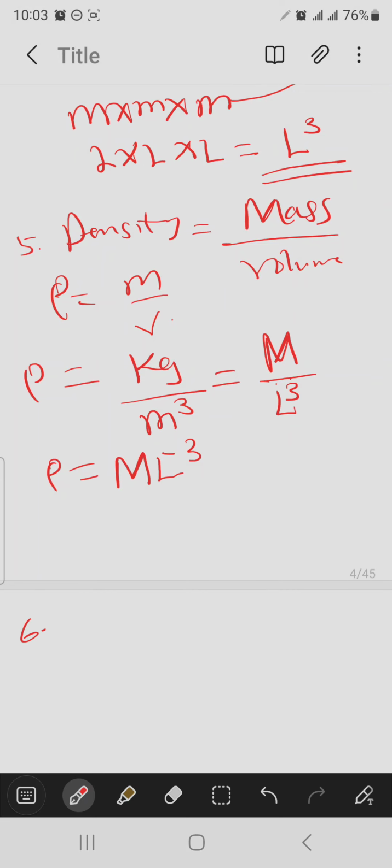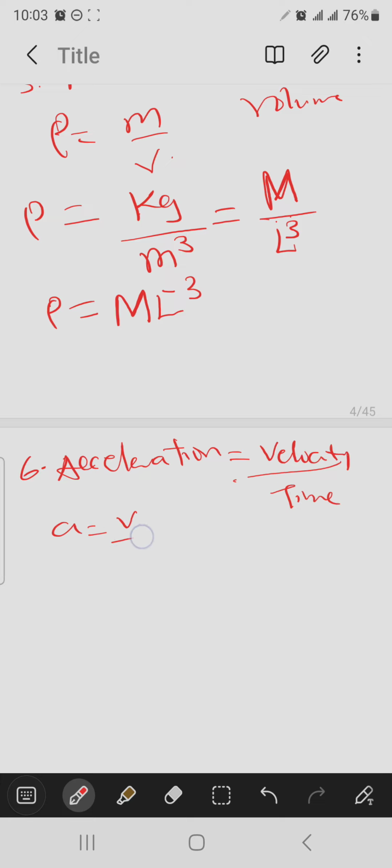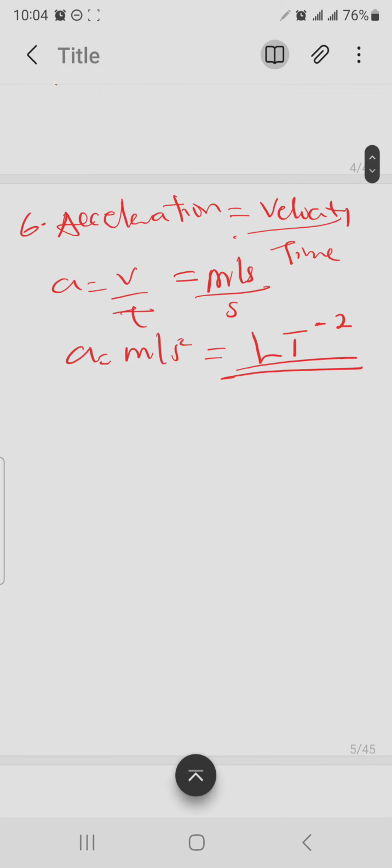Number 6. I want to talk about acceleration. Acceleration is equal to velocity over time. Acceleration A equals what? V over t. What is our velocity? Velocity is equal to displacement over time, which is meter per second. That's the unit, divided by seconds. So acceleration will now be equal to meter per second square. What's our meter? L. What's our second square? T raised to the power minus 2, because we have a power. So this is going to be the dimensionality for it.